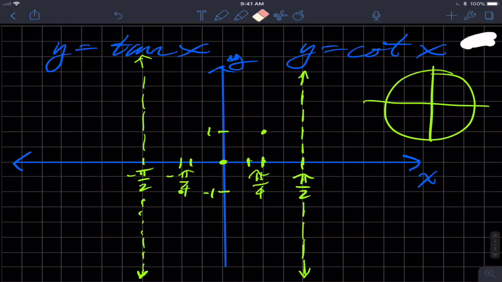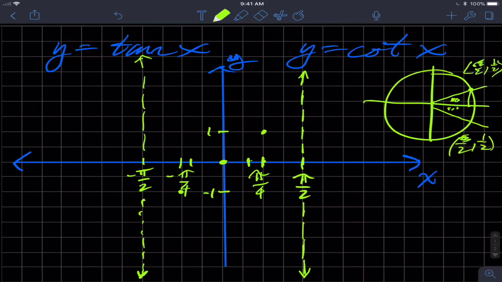Pi over 6 and negative pi over 6 are these values. There's a 30-degree angle here, or pi over 6, and negative pi over 6 is a 30-degree reference angle here. So what do I get for the point at the intersection of the unit circle with the terminal side? I get radical 3 over 2, comma 1/2, and radical 3 over 2, comma negative 1/2. Now if we do that ratio, we get 1/2 divided by radical 3 over 2.